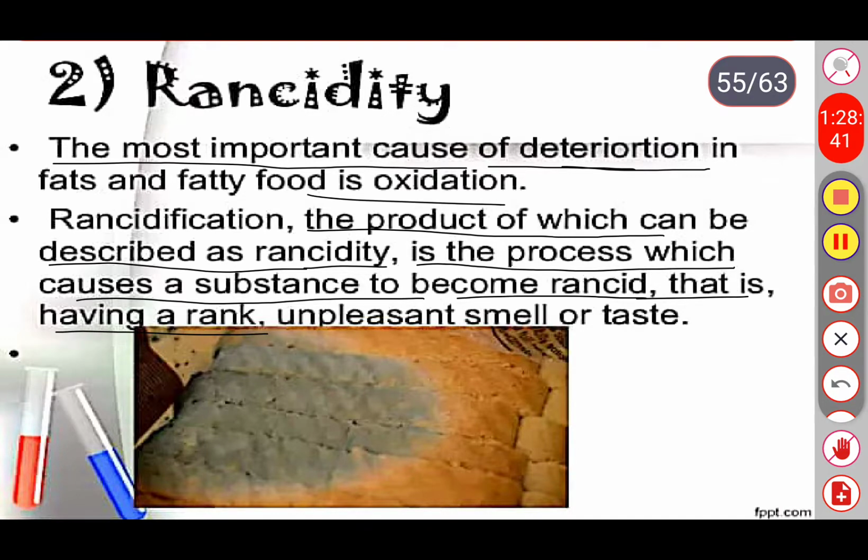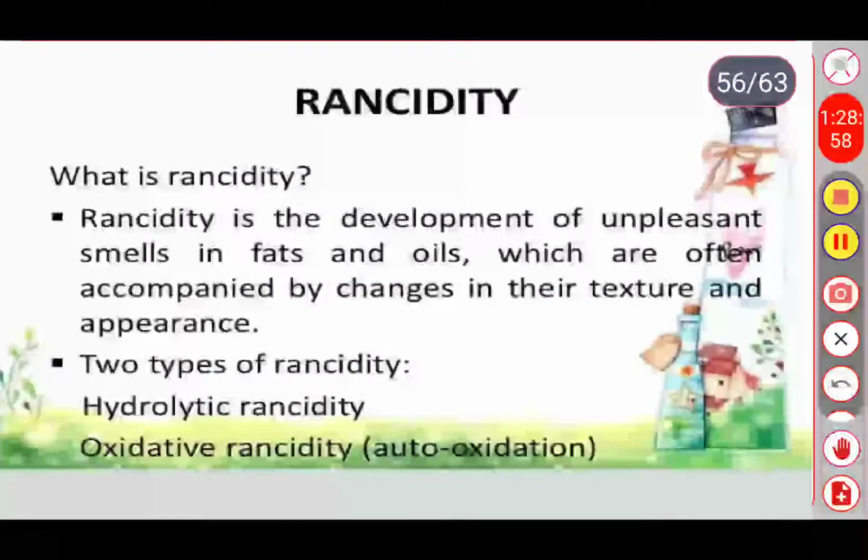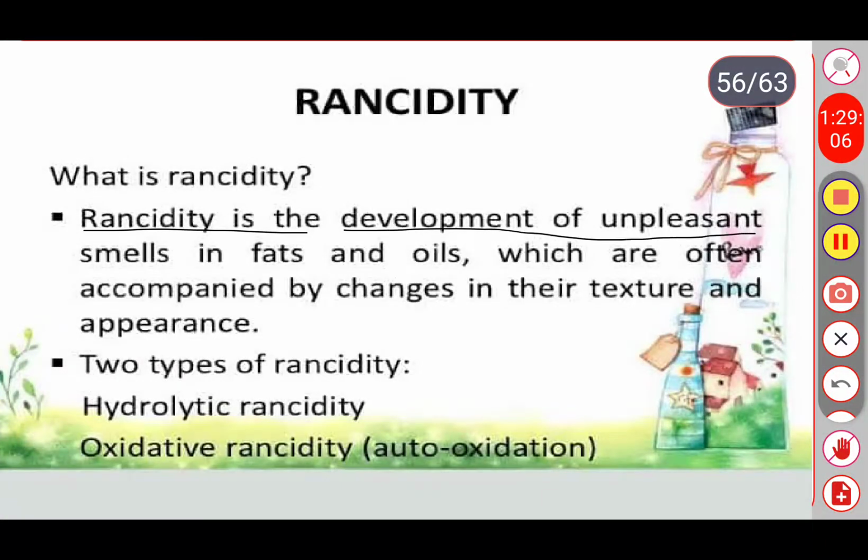Okay, see here, rancidity is the development of unpleasant smell in fats and oils, which is often accompanied by changes in their texture and appearance. Two types of rancidity are there. First one is hydrolytic rancidity and second one is oxidative rancidity.